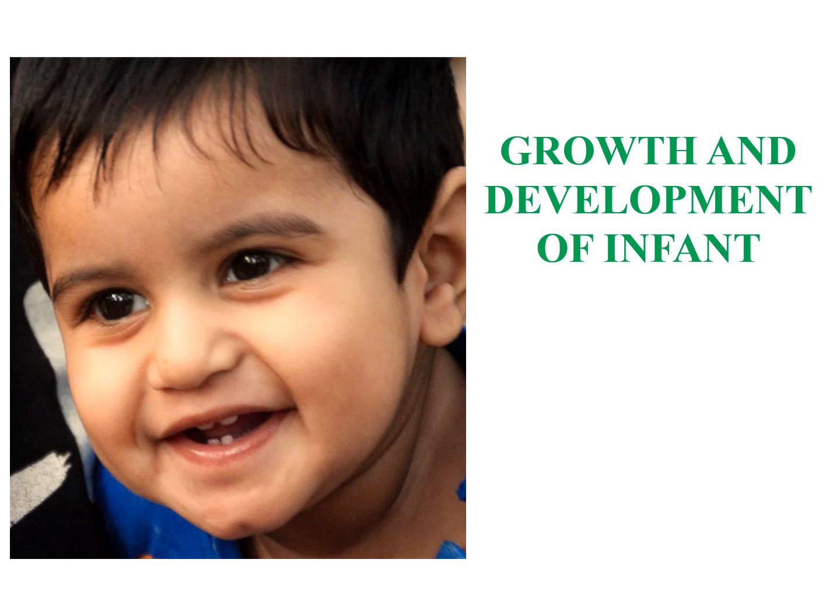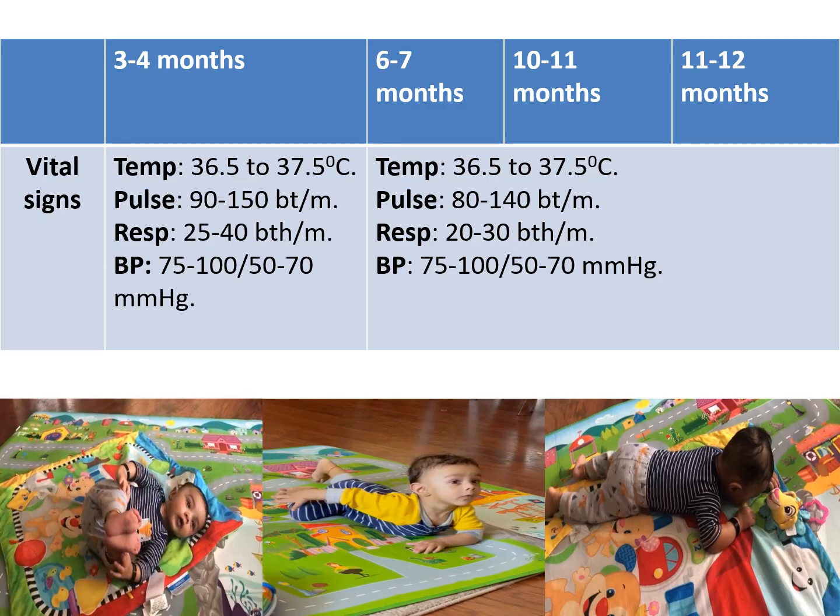So infant is the age group from 0 to 1 year. Let's move on with the growth and development. For easier understanding, I have classified the age group into 3 to 4 months, 6 to 7 months, 10 to 11 months and 11 to 12 months. Some of the features shown by the child are similar in certain months, so I have given it in this way.